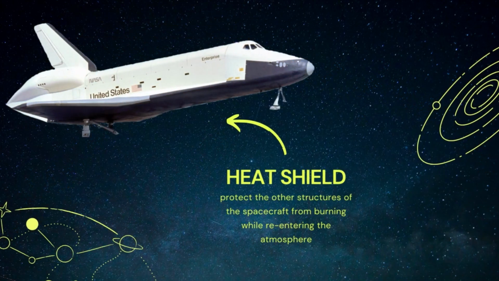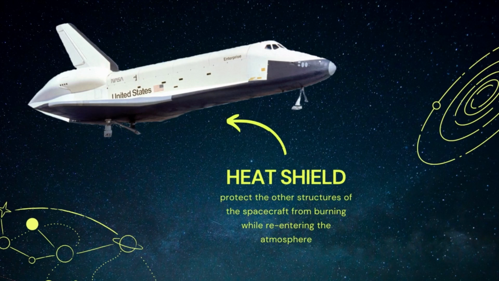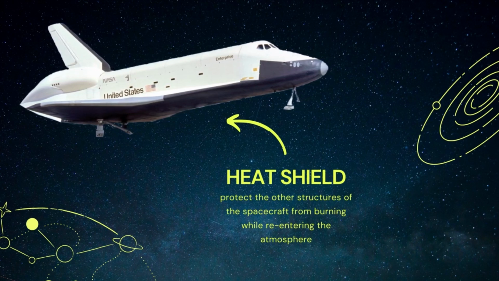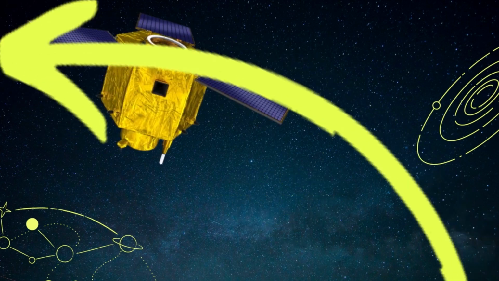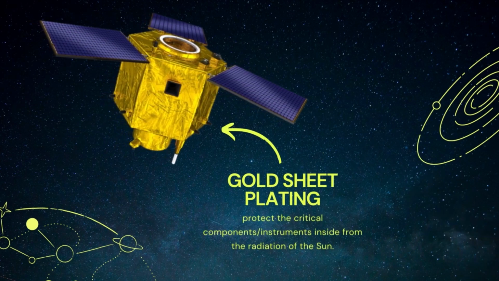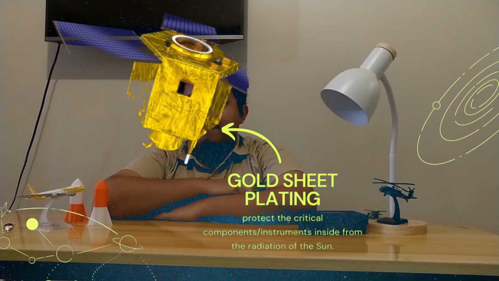Like the space shuttle, the bottom section is covered with heat shield plating to protect the outer structures of the spacecraft from burning while re-entering the atmosphere. And there are satellites with gold sheet coating to protect the critical components or instruments inside from the radiation of the sun.